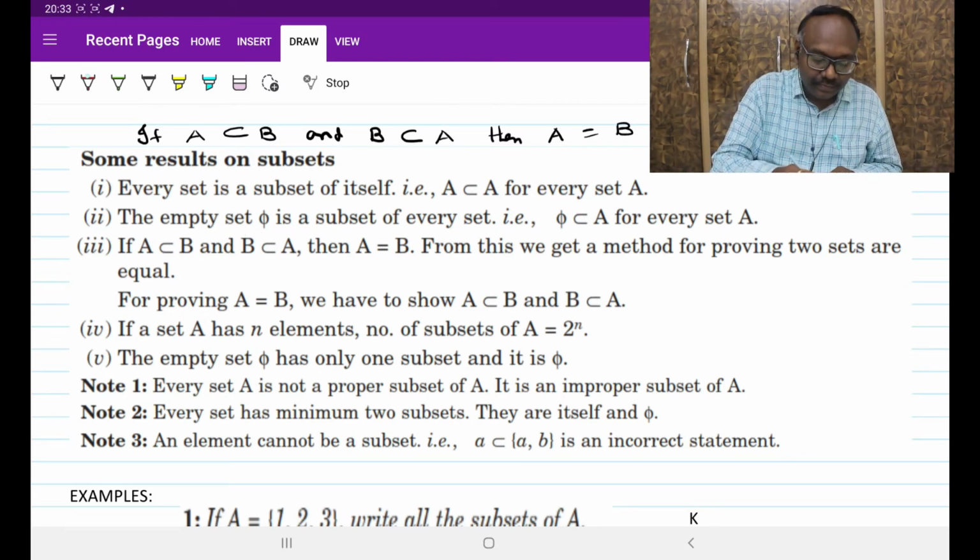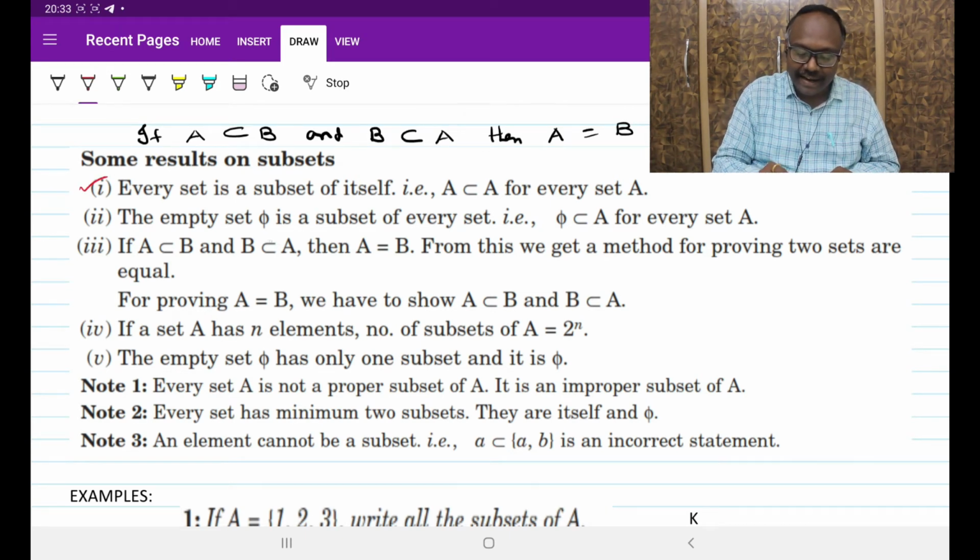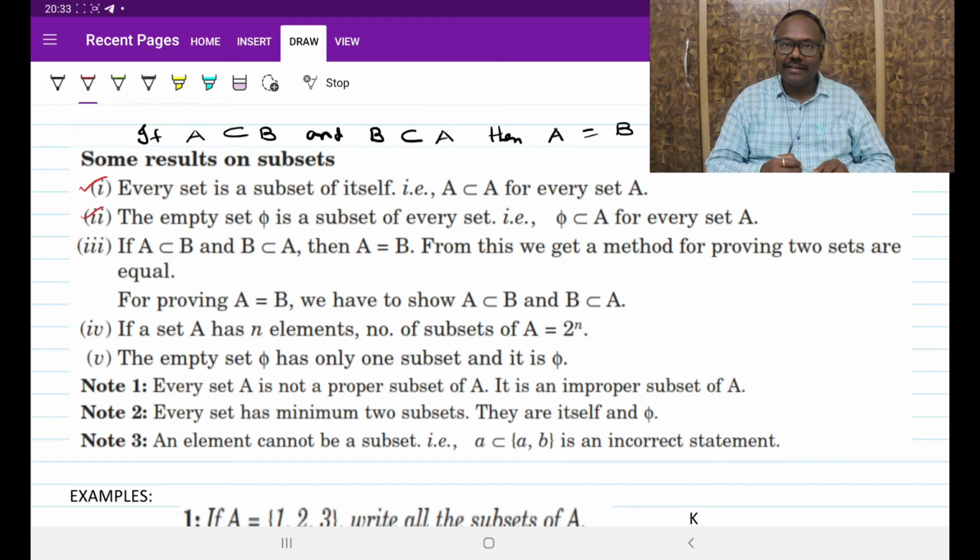Then the second point to be noted is that empty set phi is a subset of every set, and the third point is if A is a subset of B and B is a subset of A, then A is equal to B. So in fact if you want to prove that two sets A and B are equal, we have to prove that A is a subset of B and B is a subset of A.